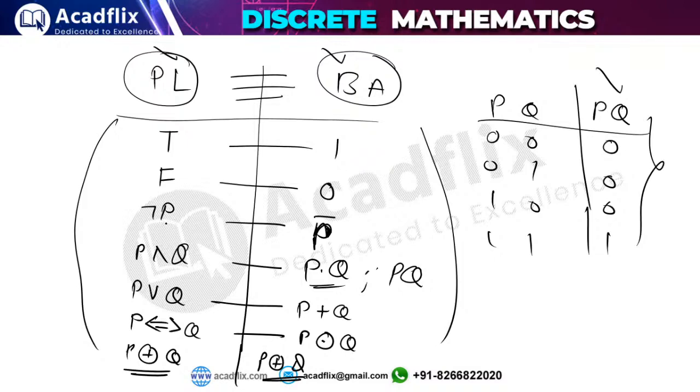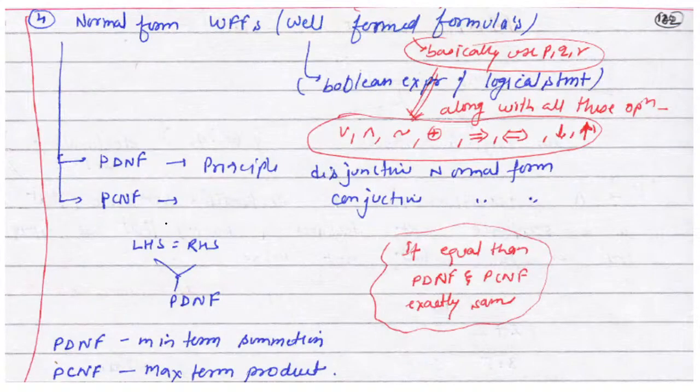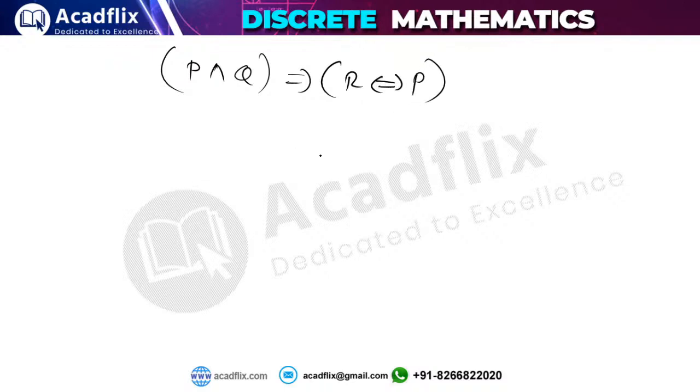Now let's see the next topic. We have seen all these things, and now let's see the next topic. Before we go to the next topic, let me give you one example of how questions will be asked from these. For example, they can give you a formula like this: p conjunction q implies r biconditional p. Let's assume this is the formula.